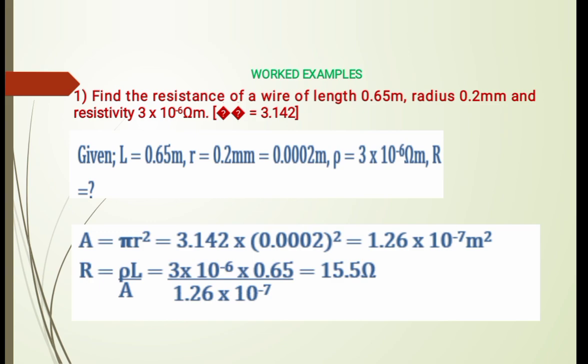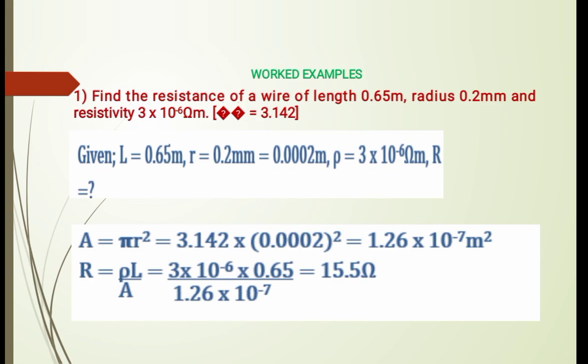Now, first thing to do when we have a question like this is to write out the given parameters. And according to the question, our length is equal to 0.65 meter. The radius of the wire is 0.2 millimeter, which we can quickly convert to meter because it is important that we have all units in SI unit. And converting millimeter to meter, we divide the value by 1000. That is what is giving us 0.0002 meter.